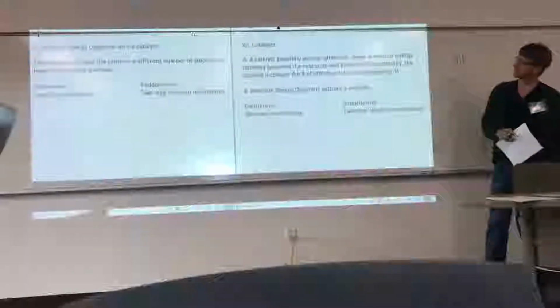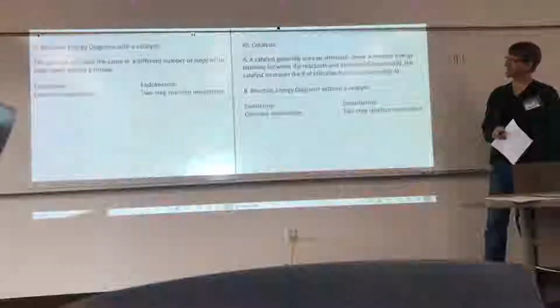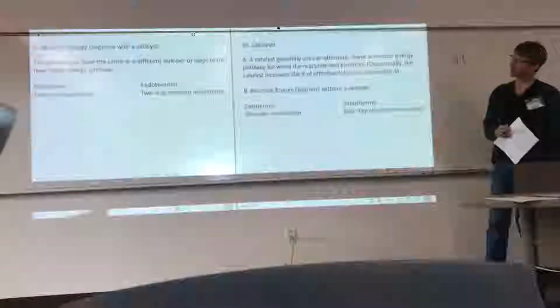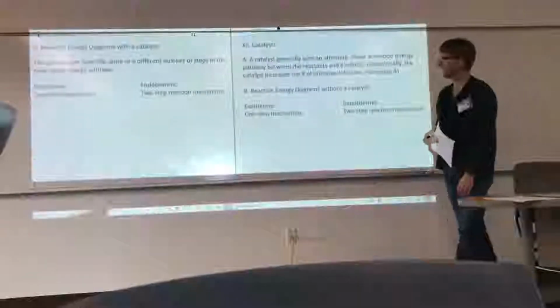A catalyst generally uses an alternate lower activation energy pathway between the reactants and products. Occasionally, the catalyst increases the number of effective collisions, increasing A. In the end, what a catalyst does, it affects the Arrhenius equation, which affects the rate constant. There are two things you can affect in that. By far, the biggest effect is the activation energy. That is the biggest effect because activation energy is in that exponential term of the Arrhenius equation.